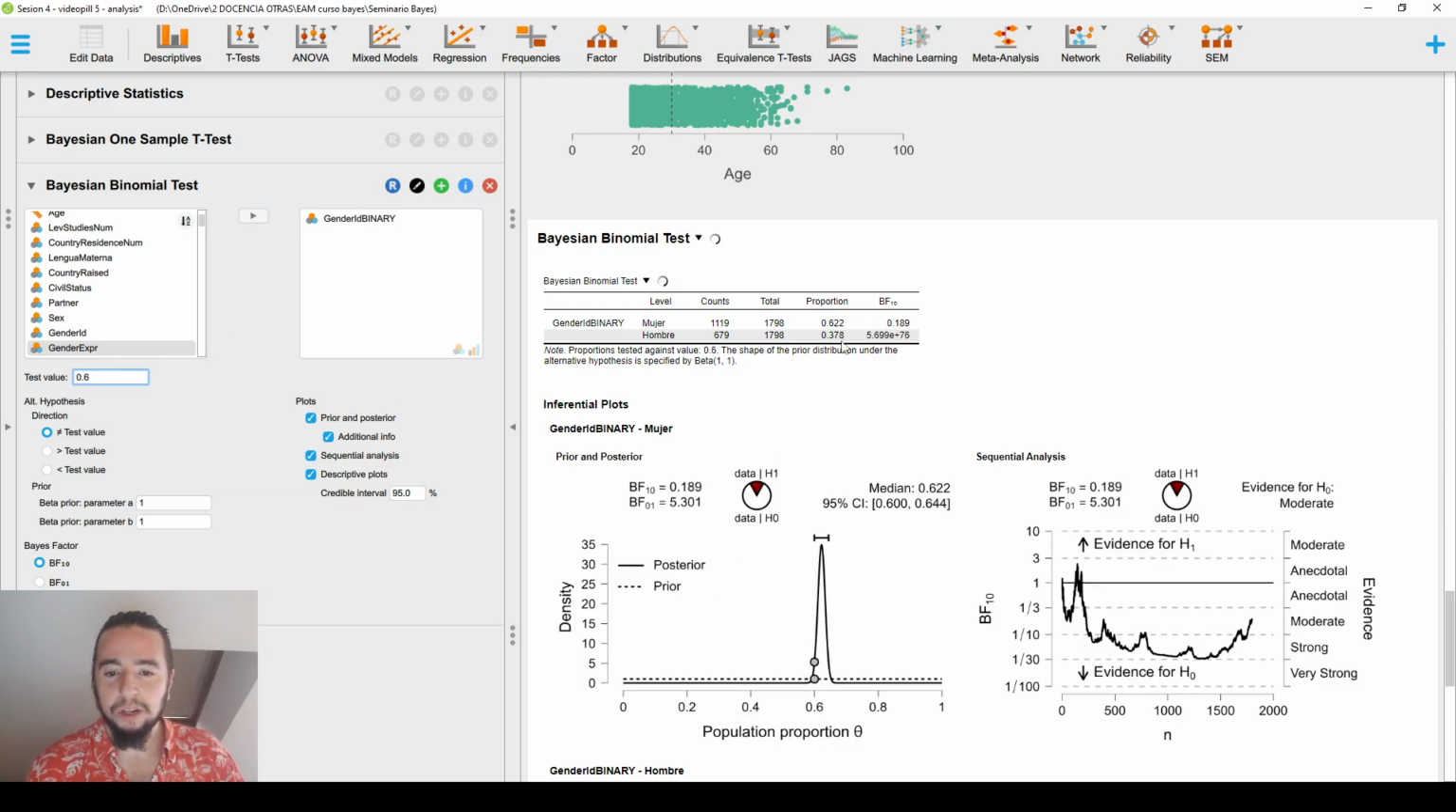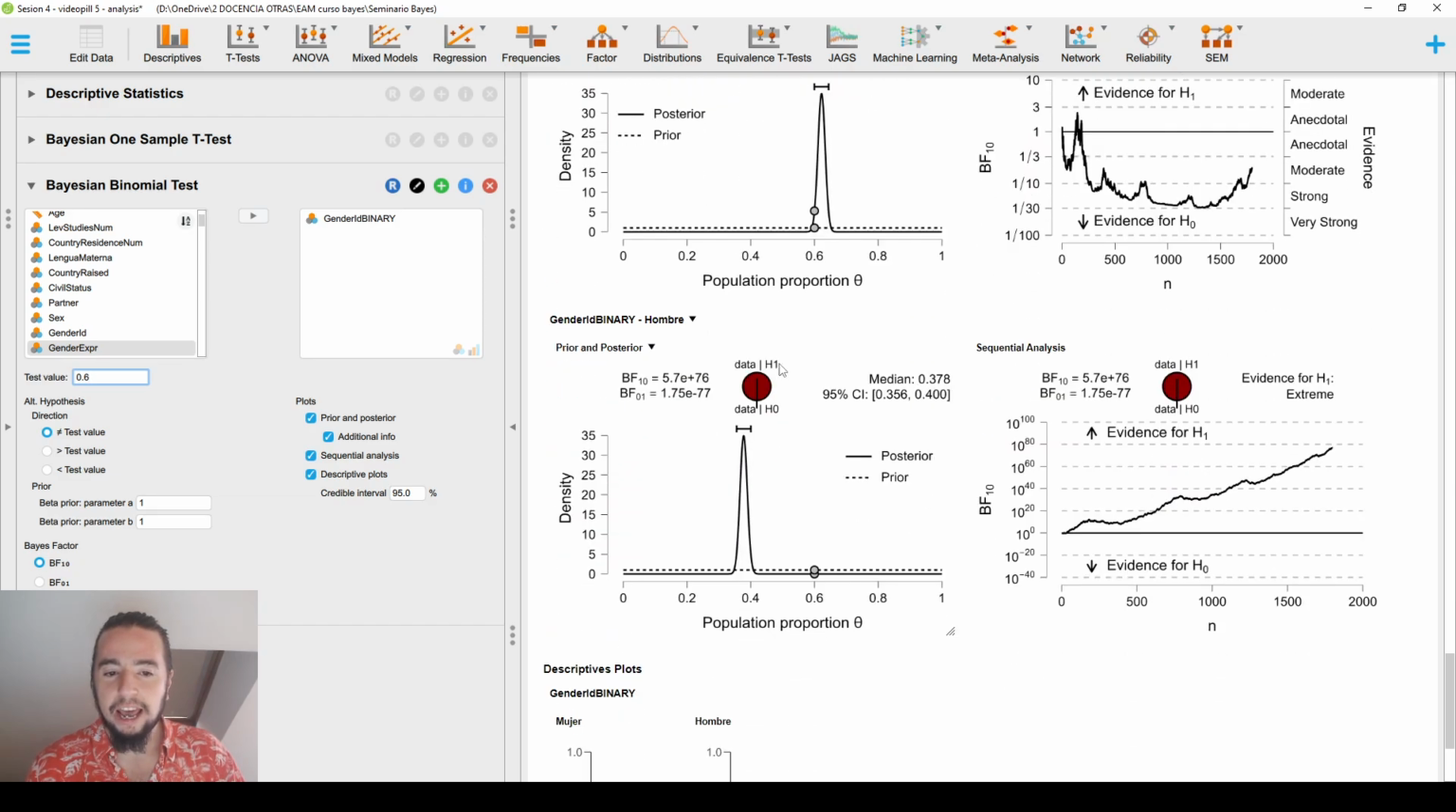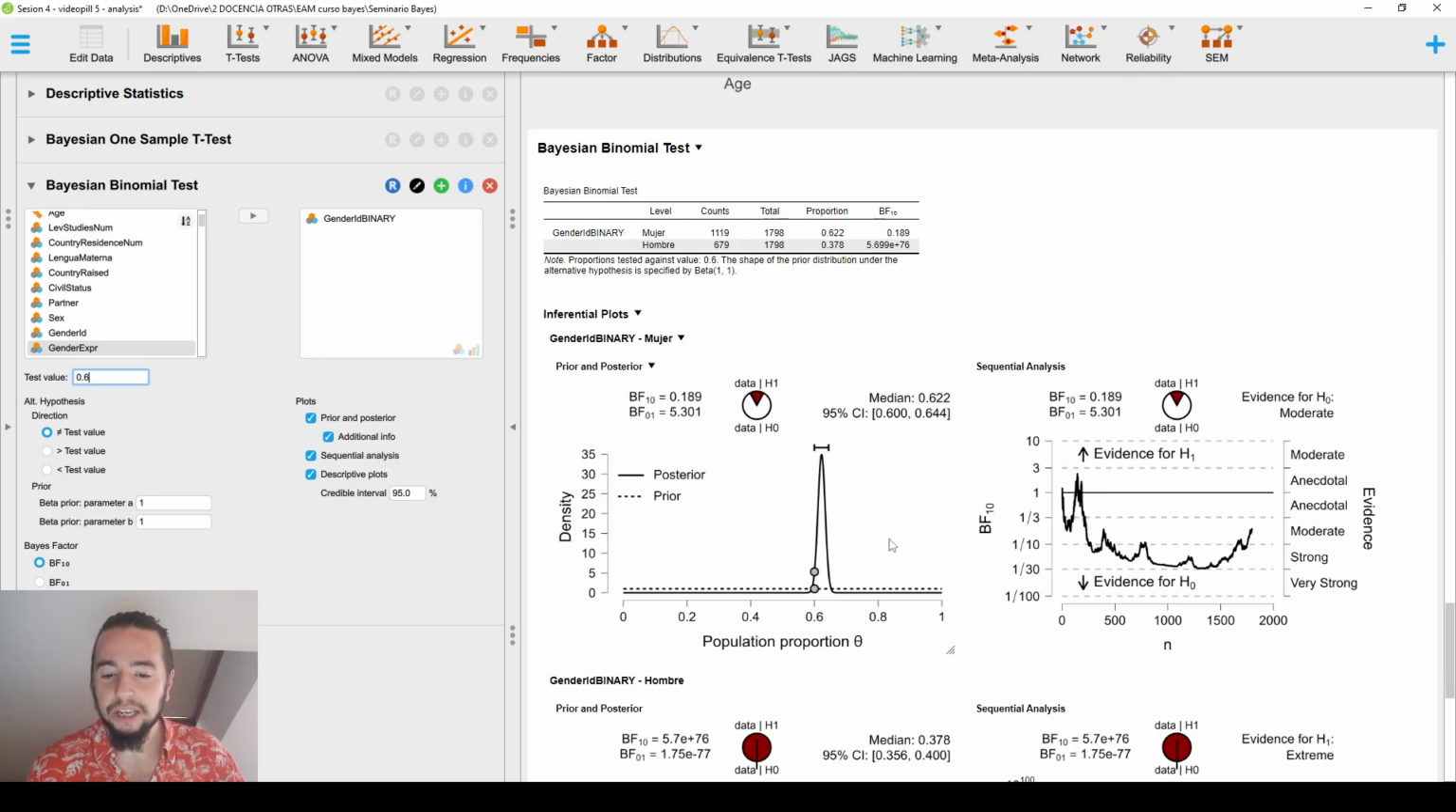Then the proportions will change. And as you can see here now, we have for men more or less the same scenario, but for women it has changed, because we have 0.6, that was the criterion, and now we have a really strong posterior just overlapping with 0.6, and now the sequential analysis goes down and down and down. Okay, so it's kind of different.